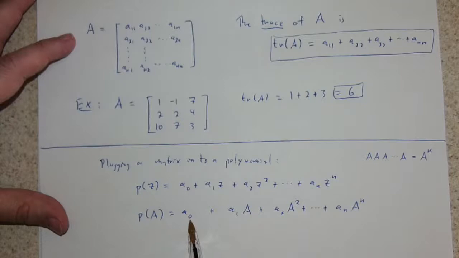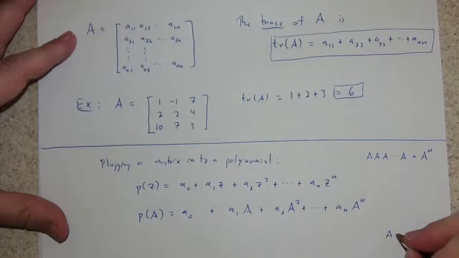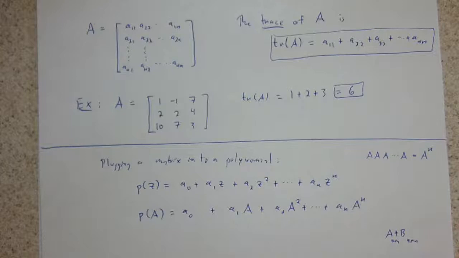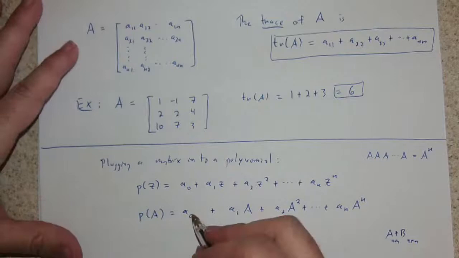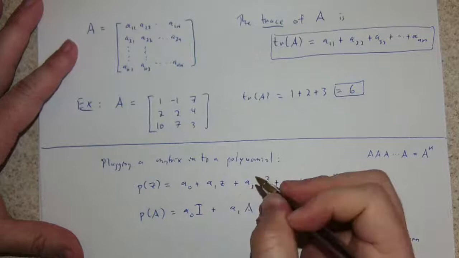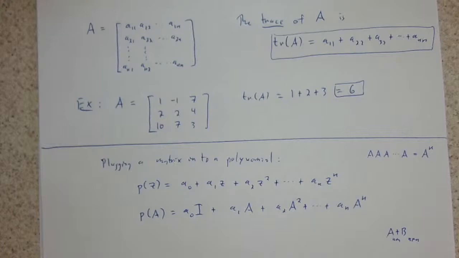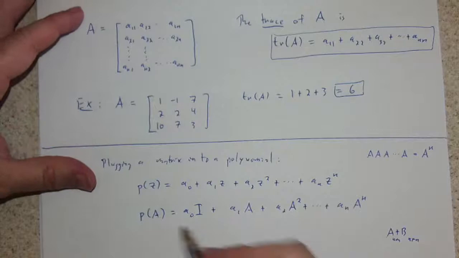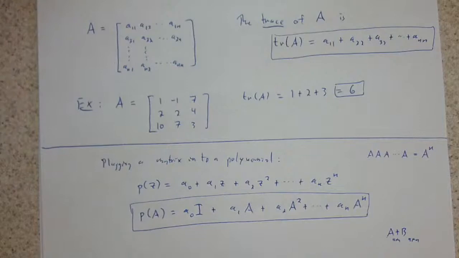But here, this constant term, I'm adding to a matrix, but for matrix addition to make sense, if I'm going to add two matrices, they actually have to be of the exact same size. So if they're n by n square matrices, then both of them have to be n by n, or it just doesn't work. There's no way to do it. So that's not what I have here. Because it doesn't make sense to add a constant to a matrix, I have to throw in the identity matrix here to make this thing equal to the thing that makes sense. So this is what it means to plug a matrix into a polynomial. I have to add in this little I here.